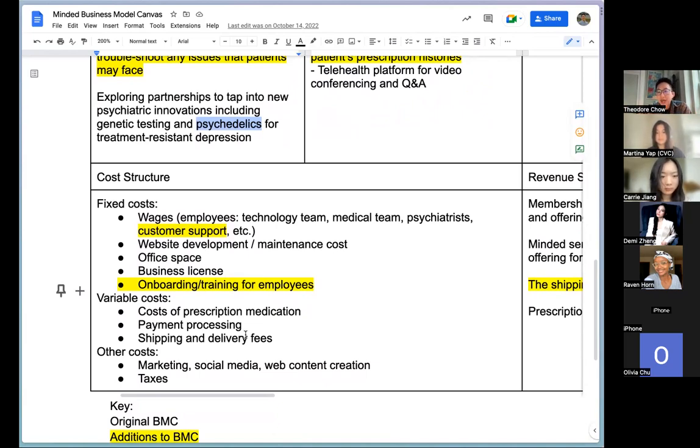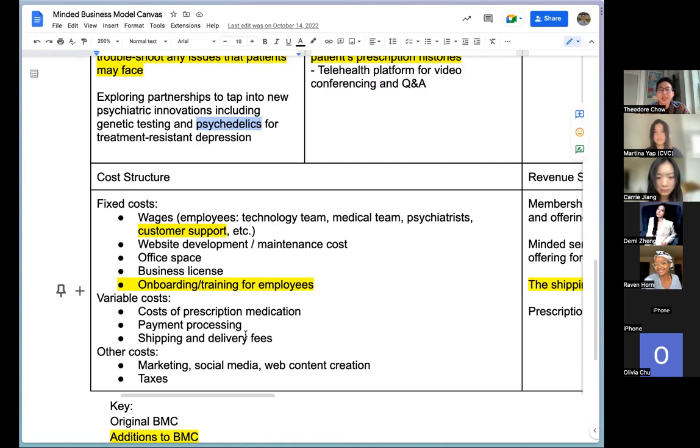So wages, obviously, you have to pay your employees, your tech team, medical team, psychiatrists, customer support, your web dev and maintenance costs, office space, business license, onboarding and training employees. These are all fixed costs, and you usually do them once or twice. The wages are also fixed in that you have to pay them regardless of whether you get customers or not.